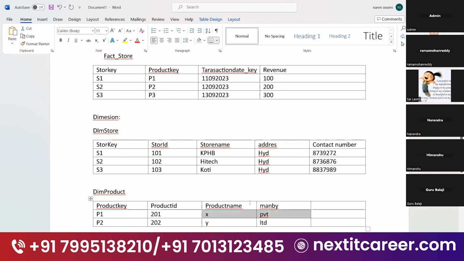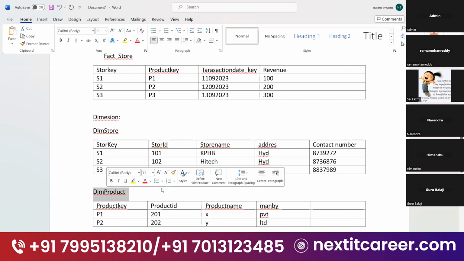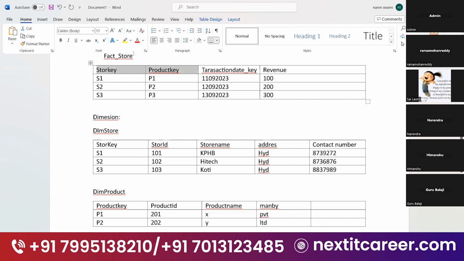If you want to know these details, you have to join the fact table with the different dimension tables using the keys which are available in the fact table. So this is the relation between the fact and dimension. By looking at the tables, you have observed, right? This is a relation between the fact and dimension by using the keys.